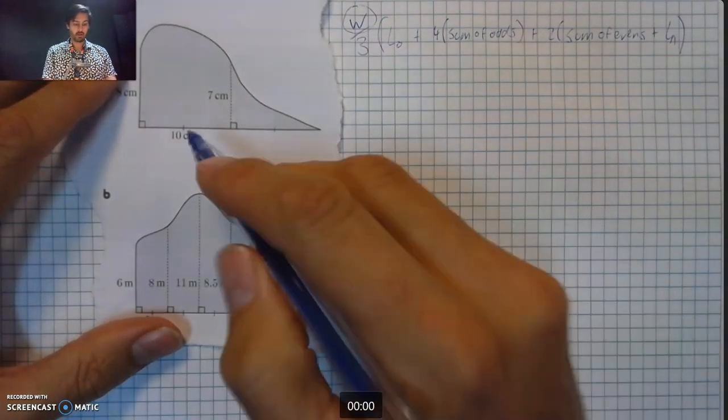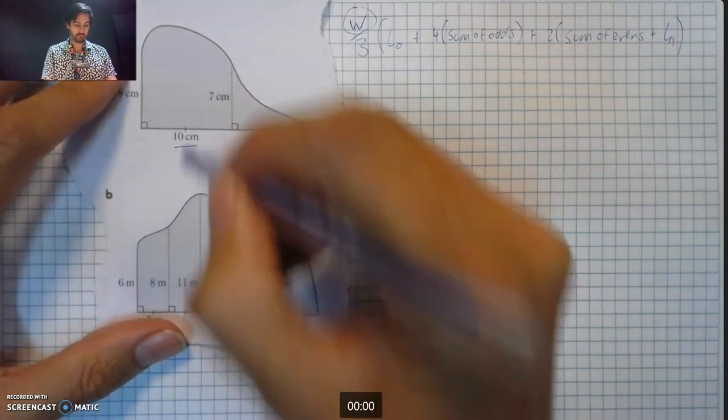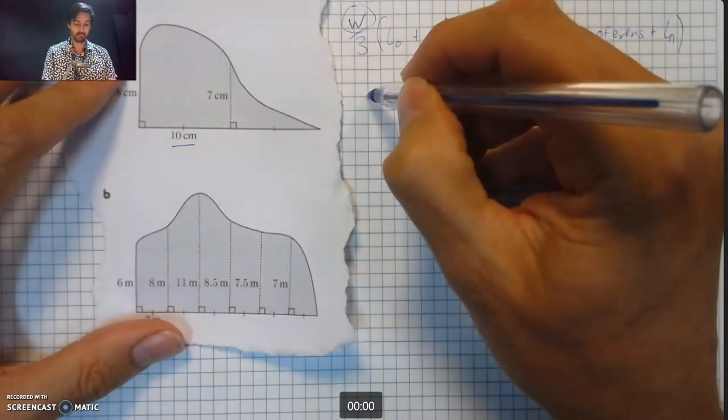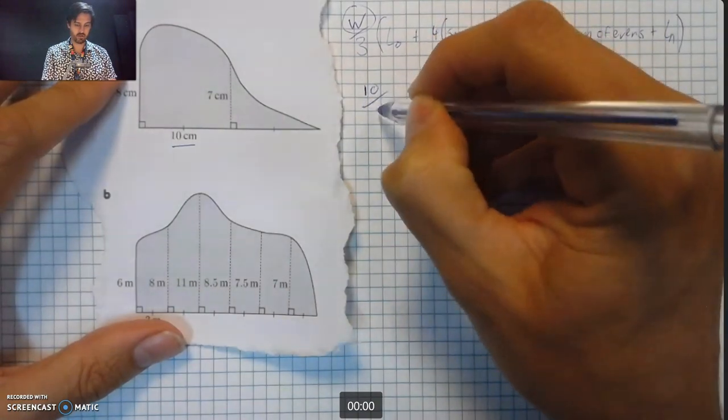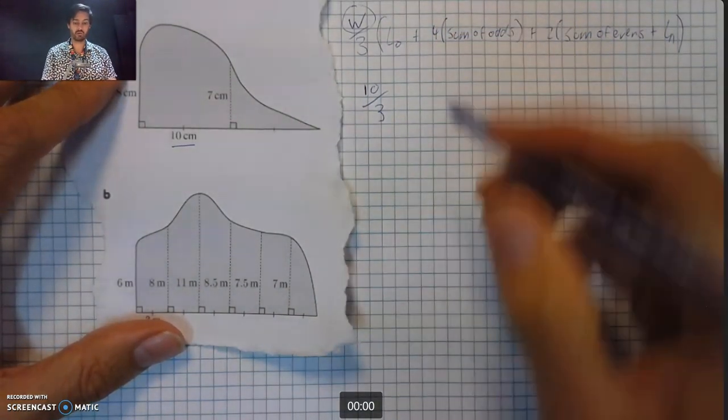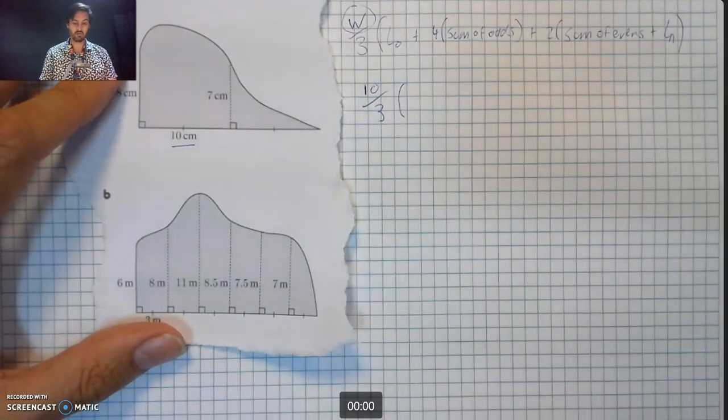So in terms of the width here for this question, that's going to be 10. So we're going to do this as we go. We're going to do 10 over 3. Now, it is always over 3 at the start of that formula.